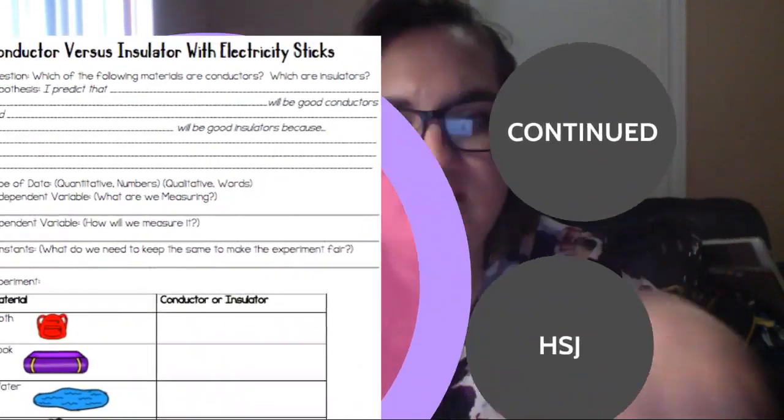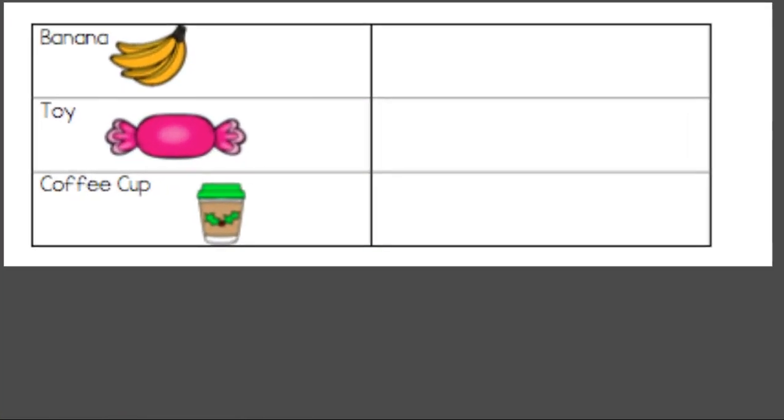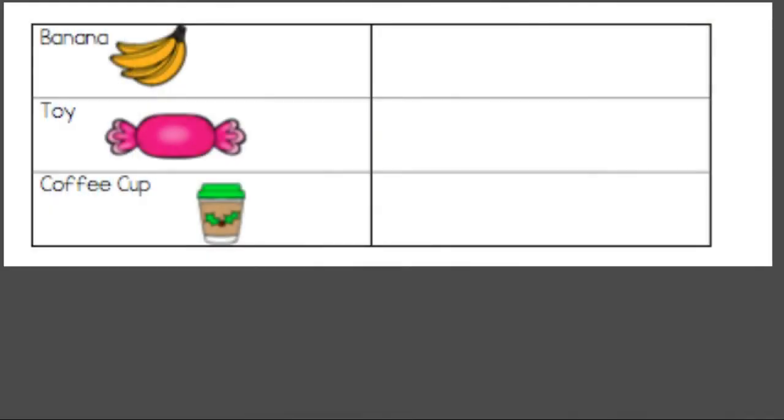Okay, moving on, our next two. The banana is always my favorite. I'm annoyed that I couldn't do this lab with you today. But a banana is actually a conductor. The reason for that is a banana is made mostly of water. And water is, as we just said, a conductor. And so that's why it allows electricity through it.